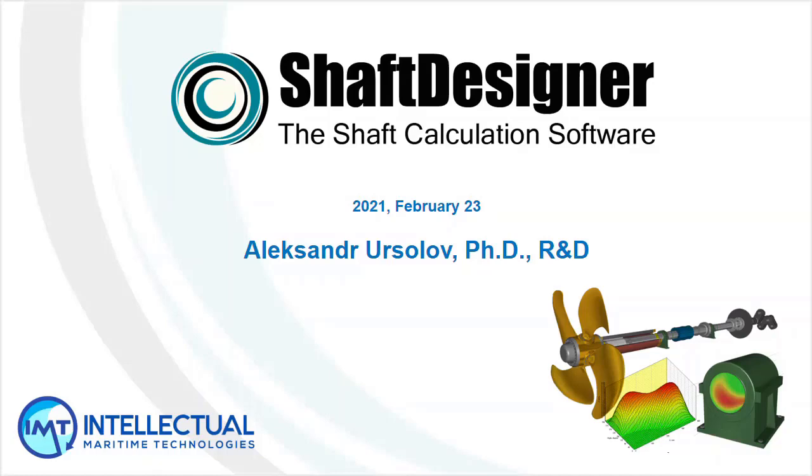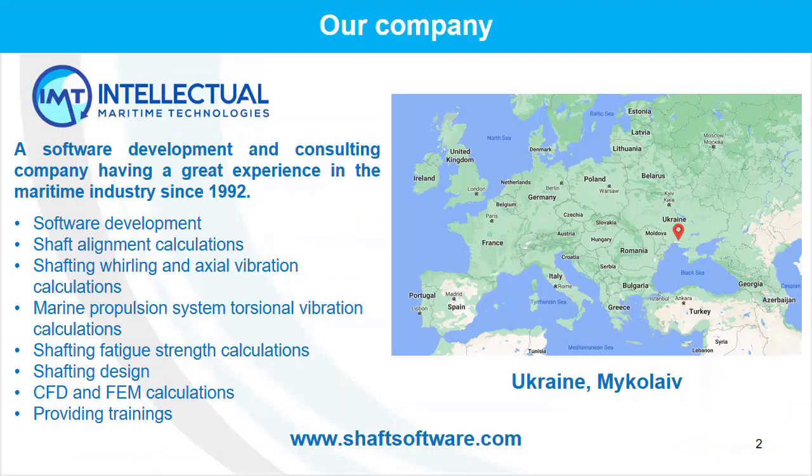As I told, my name is Alexander, and first of all, I would like to tell a little bit about our company. Its name is Intellectual Maritime Technologies. We are based in Mykolaiv, that is a city in Ukraine, on the Black Sea. Our general activities are software development and engineering calculations. Generally, our team consists of programmers and engineers. We also have a research and development department.